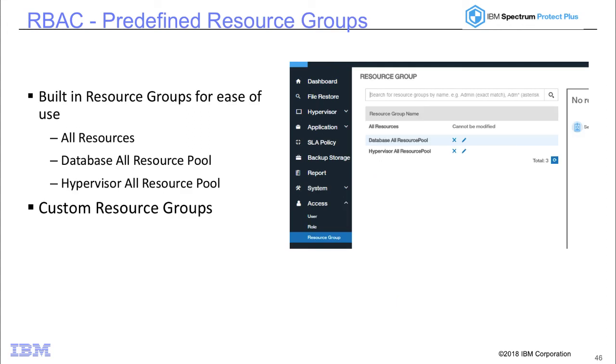We've also created two resource groups out of the box, including the database all resources and the hypervisor all resources. And here again, this is kind of a typical separation of duties, right? The VMware administrators are typically separate from the DBAs. So you can use those resource groups, or if you want to have more granularity, you can go ahead and create some custom resource groups for your particular users that apply more granularity to it.